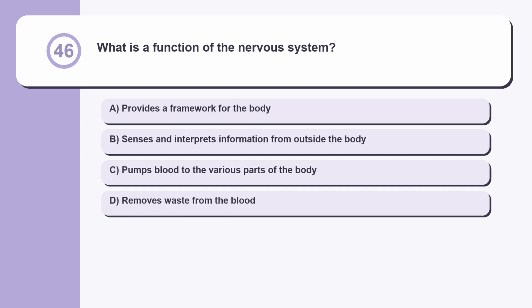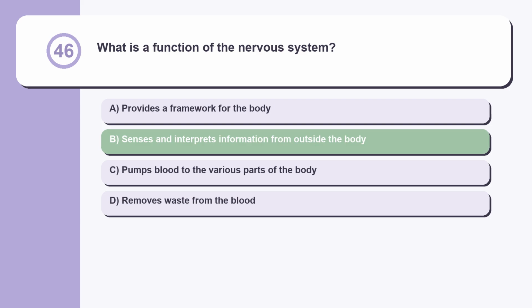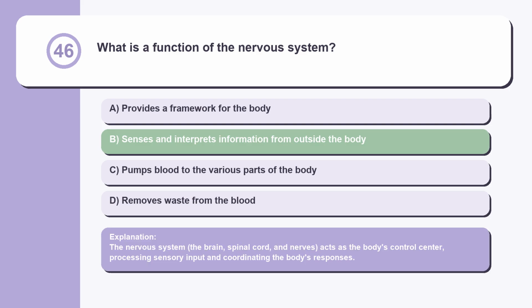Question 46. What is a function of the nervous system? Provides a framework for the body, senses and interprets information from outside the body, pumps blood to the various parts of the body, removes waste from the blood. The nervous system, the brain, spinal cord, and nerves, acts as the body's control center, processing sensory input and coordinating the body's responses.